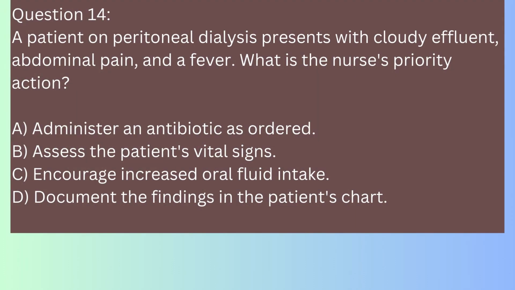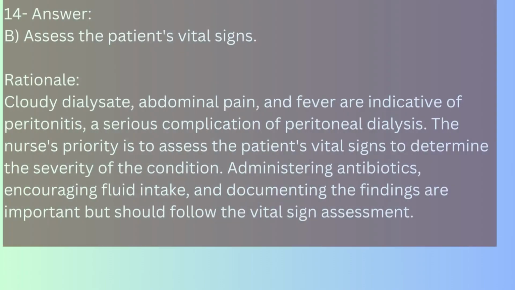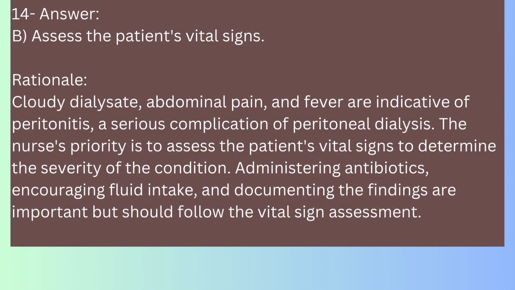Question 14. A patient on peritoneal dialysis presents with cloudy effluent, abdominal pain, and a fever. What is the nurse's priority action? A. Administer an antibiotic as ordered. B. Assess the patient's vital signs. C. Encourage increased oral fluid intake. D. Document the findings in the patient's chart. Answer 14. B. Assess the patient's vital signs.